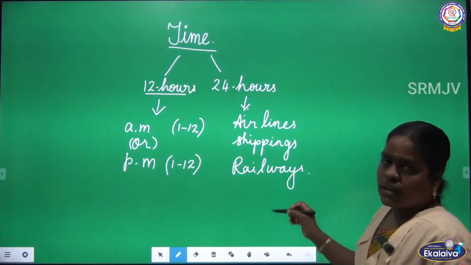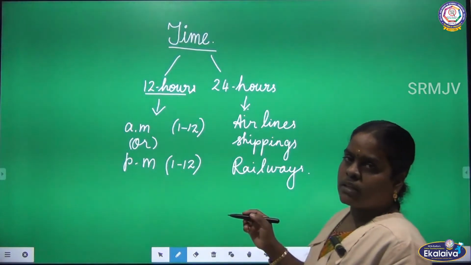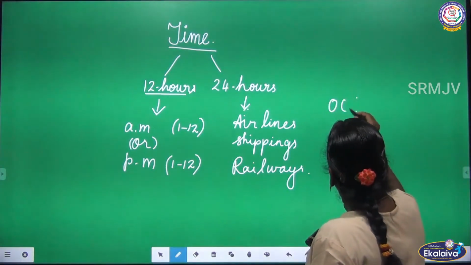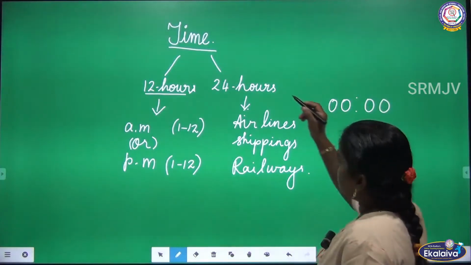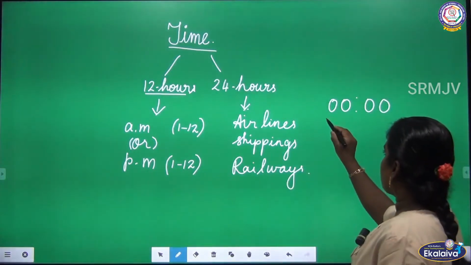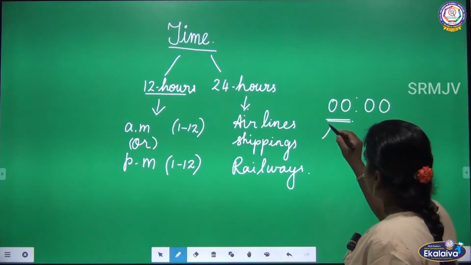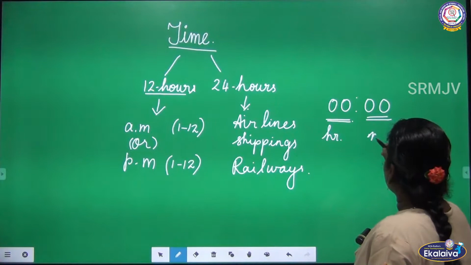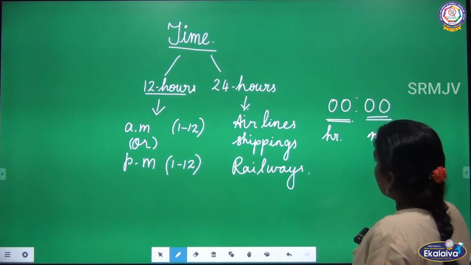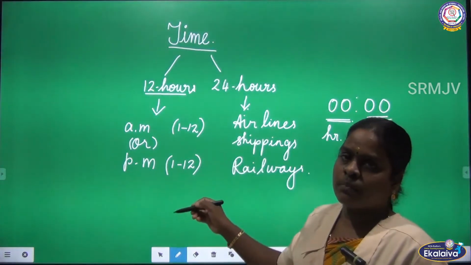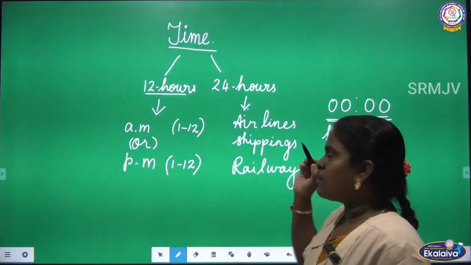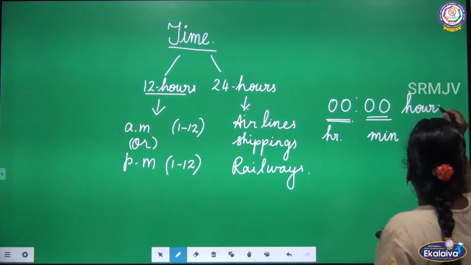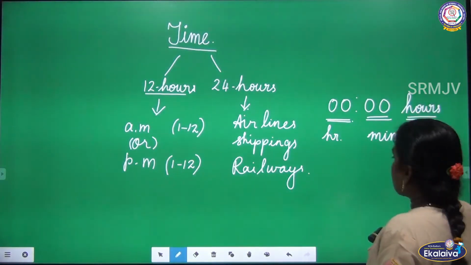To indicate the 24-hour time, we have to write a 4-digit number. There should be 4 digits in 24-hour clock time. Here the first 2 digits indicate the hours and the remaining 2 digits indicate the minutes. So instead of AM and PM in 24-hour clock time, we just add hours. Write down the time and add hours.